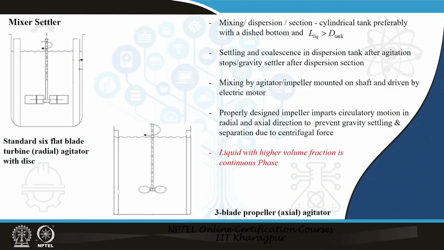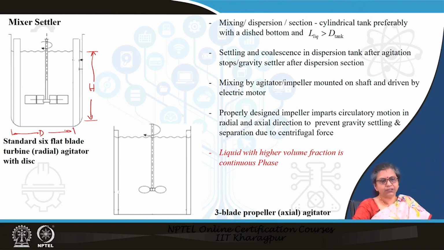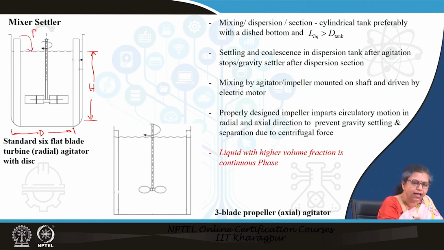What is the simplest contacting device? You have maybe a vessel or a cylindrical tank. Normally we have a cylindrical tank with a dished bottom, and usually the depth of the liquid, say this is taken as h, is generally equal to the diameter of the tank. In this tank we introduce the two liquids, the feed and the solvent, and then they are agitated here.